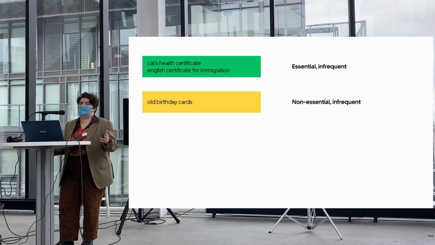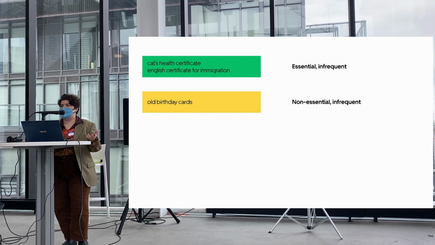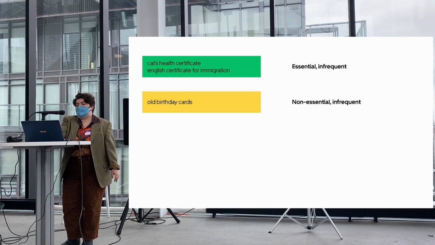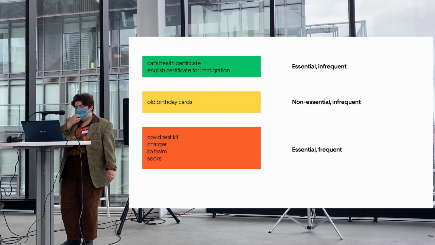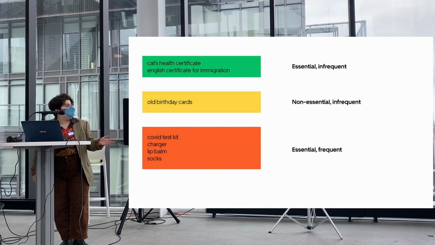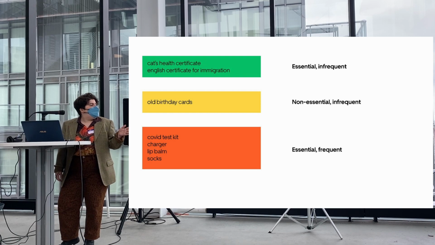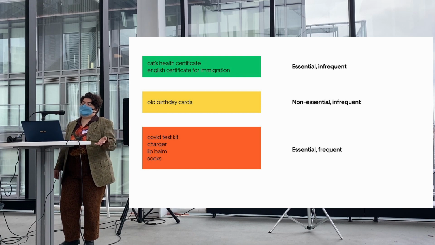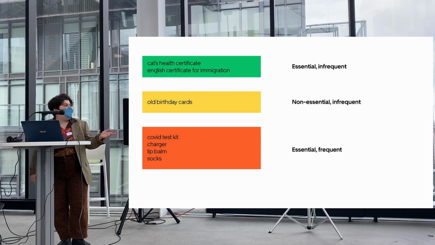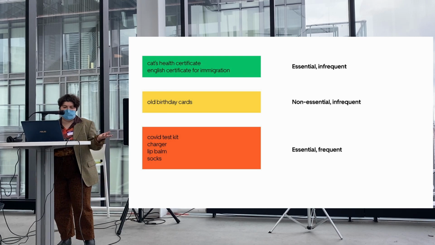So I'd probably group them with other things about nature, maybe like memorabilia, other types of things. And then the third group was the essential and frequent, and they probably don't need to be there at all. They need to be contextualized. So COVID test kit, charger, lip balm, they probably need to be in high traffic areas that I use a lot, like my bedside table.